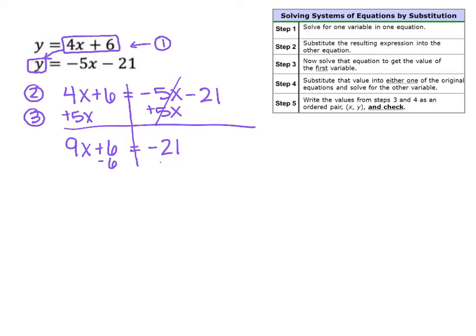If I subtract 6 from both sides, 9x equals negative 27. 27 is my favorite number. And when I divide by 9, I get that x is negative 3.